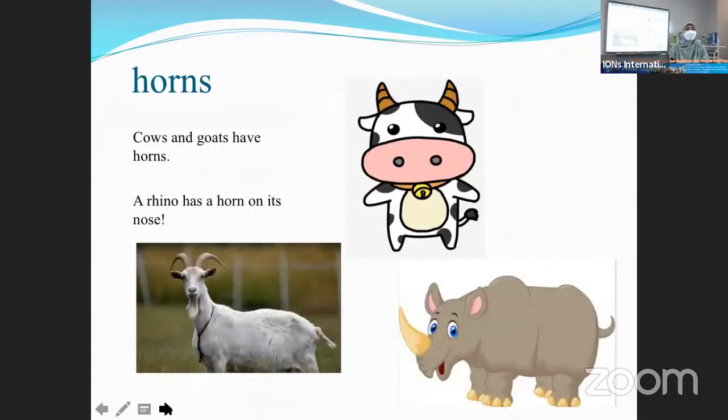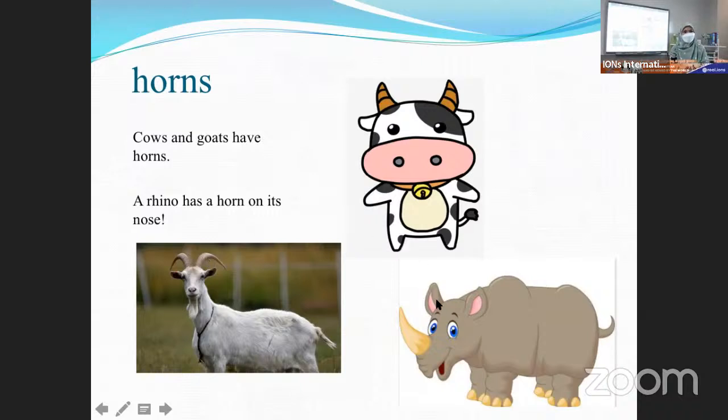And the next one, horns. Does anyone know what horns are? A horn is on the top of the head. Horns like this, tanduk. Cows. Has anyone realized that a cow has horns? A cow has two horns. And how about this one? What's the name of this animal? So this is a goat. Yeah, a goat has horns. There are two sharp horns on the head.